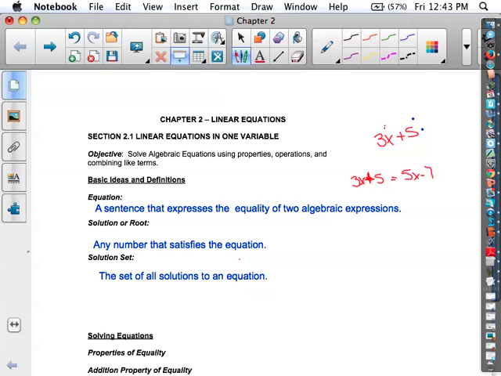And the way we solve those when there are fractions is a little different. That's why we make that distinction. So that's an equation. A solution, or the root, would be any number that satisfies the equation. So if we look at this equation, for example, we would get 2x is equal to 12, so x is equal to 6, and 6 would be our solution.